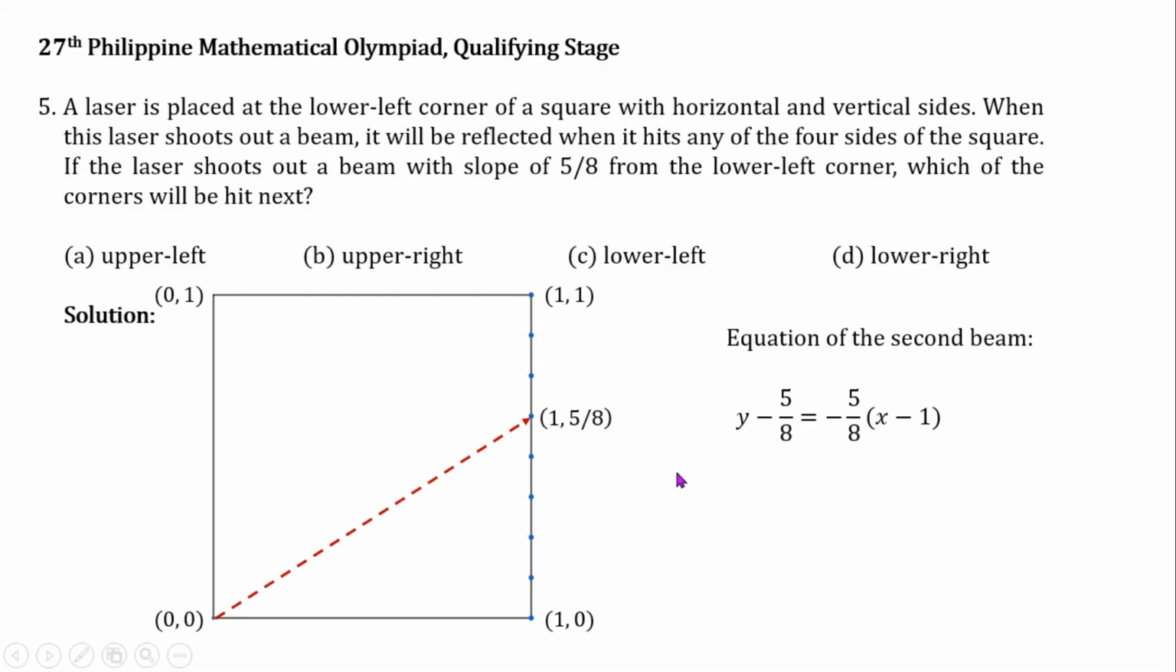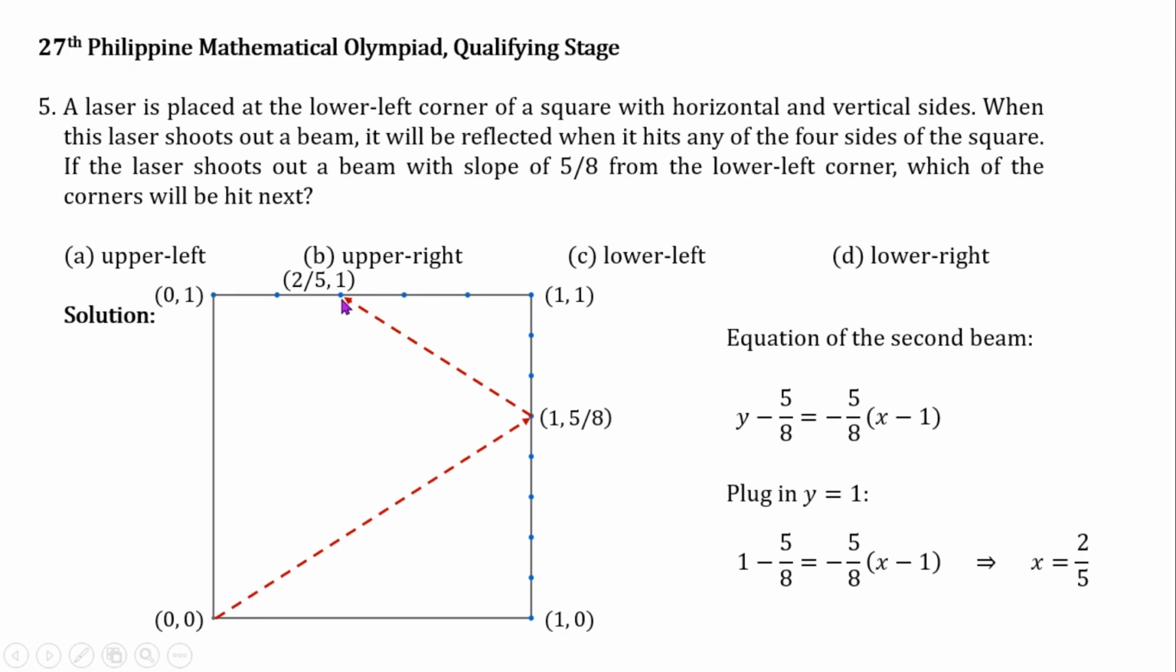So now, how do we determine the point where it strikes this side of the square? Take note that all the points on this side have a y coordinate of 1. So we can just substitute y equals 1 in this equation to get x. So doing that, we have x equals 2/5. So the second beam hits the point (2/5, 1).